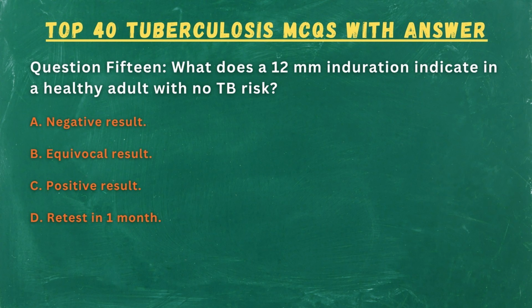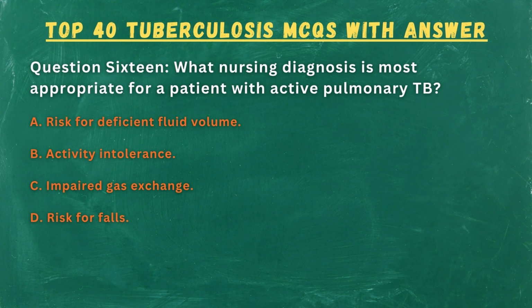Question 15. What does a 12 millimeters induration indicate in a healthy adult with no TB risk? A. Negative result. B. Equivocal result. C. Positive result. D. Retest in 1 month. Answer. C. Positive result.